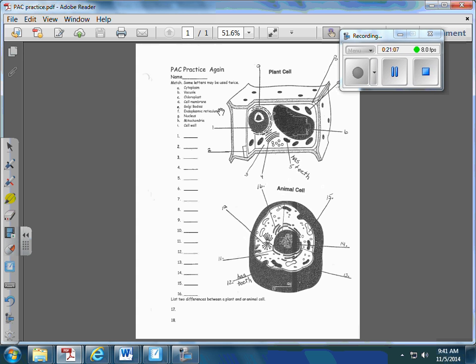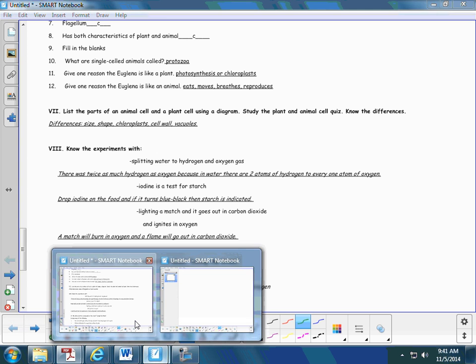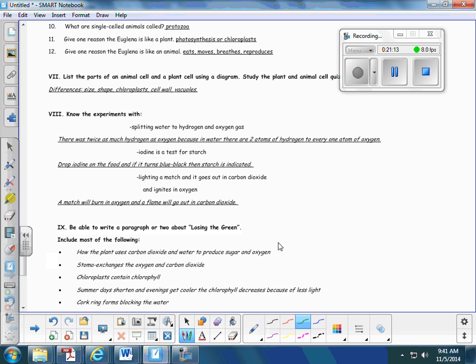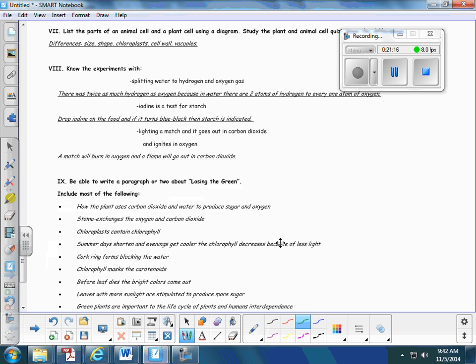All right. Now, let me see if I can get back without messing up too much. Here we go. Know the experiments. I think this is one of the questions for Friday, is it not? It says, when we did the experiment in the science lab where we broke apart water back to gas, what was the difference? It says there was twice as much hydrogen as oxygen.